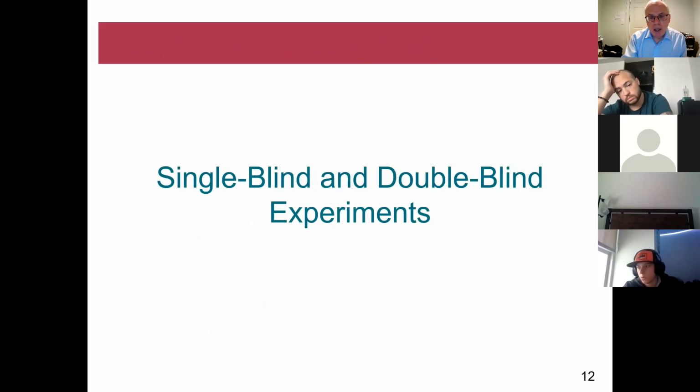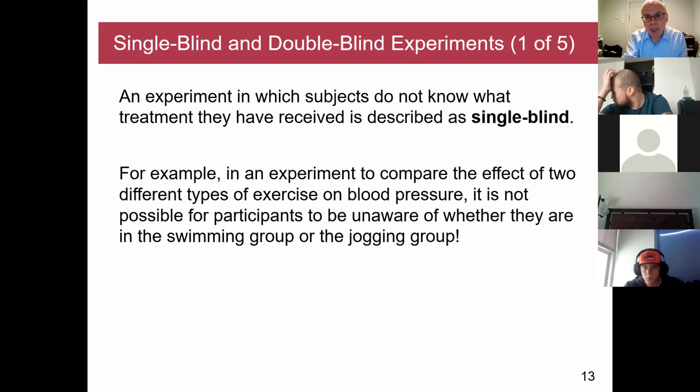Now, the idea that a participant in the study is not aware what treatment they're receiving, that is called blinding. All right, they're blinded to whether they're receiving the treatment or not. So if only the subjects are blinded, that's called a single blind experiment. Okay, single blind experiment.